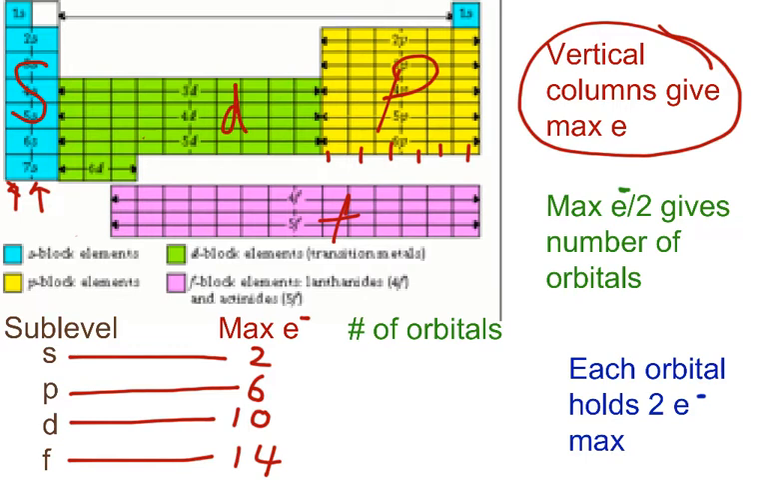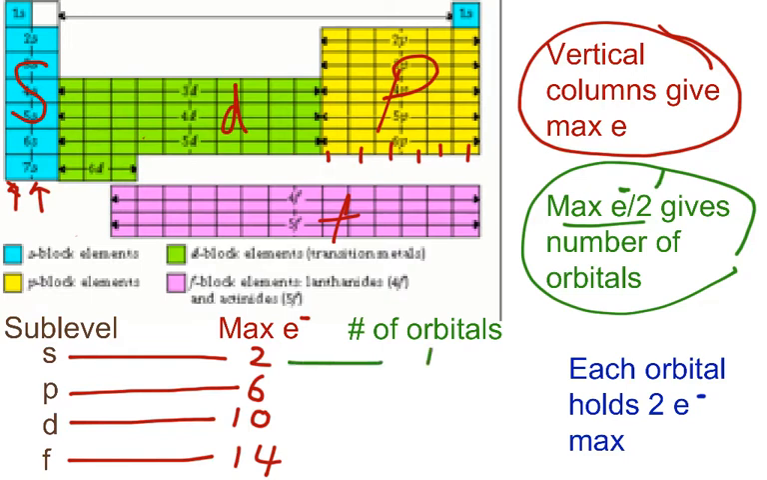So we move on. If we now divide the max number of electrons by 2, that would give us the number of orbitals. So 2 divided by 2 would give us 1. 6 divided by 2 would give us 3. 10 divided by 2 would give us 5. And 14 divided by 2 would give us 7. So we have 1, 3, 5, 7.